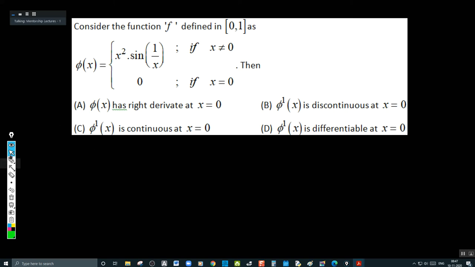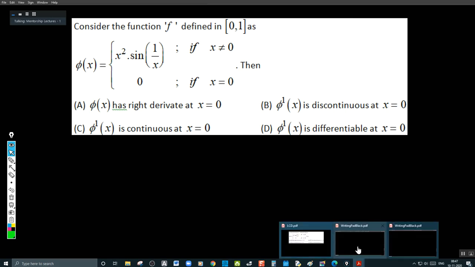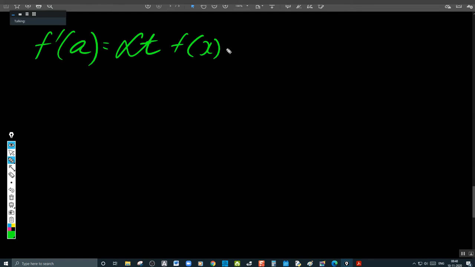I'd like to remind you once of the concept of differentiability. If you want to check the differentiability of a function at a point a, f dash a, then you have to do it like this: limit of f of x minus f of a upon x minus a, at a particular point, as x tends to a.